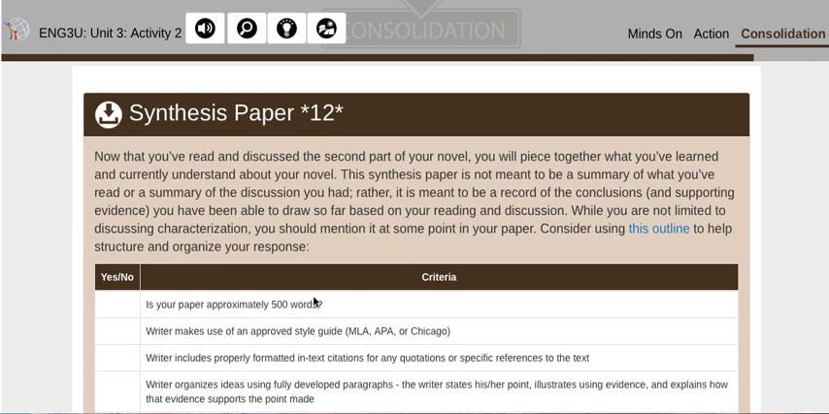So you're sort of halfway through. Tell me about the characterization and how it is fueling the story forward. How is it developing the theme? How is it adding to the symbolism? How is it advancing the plot? All of those different things. So 500 words, that's your goal. Make sure it's proofread very well.